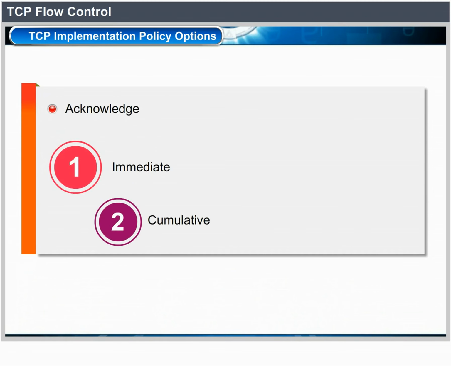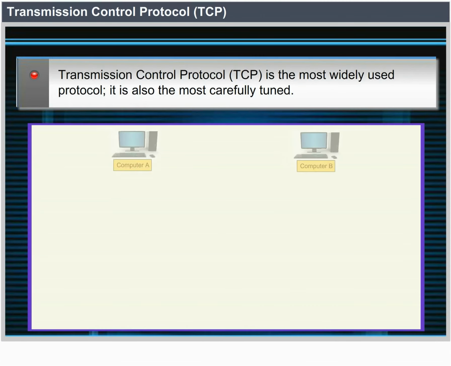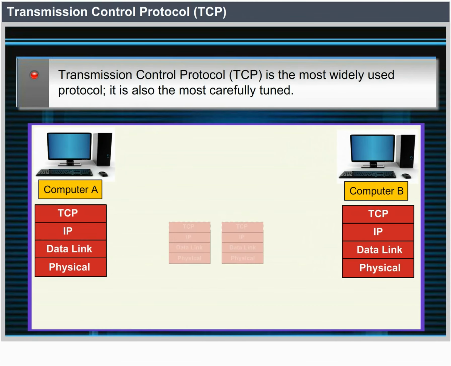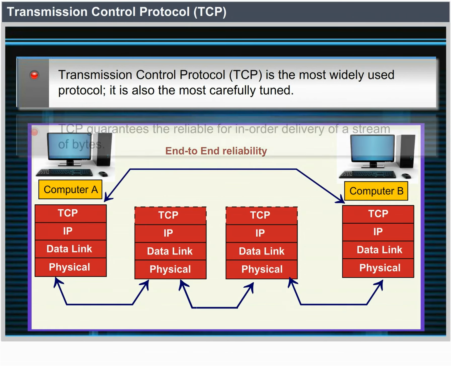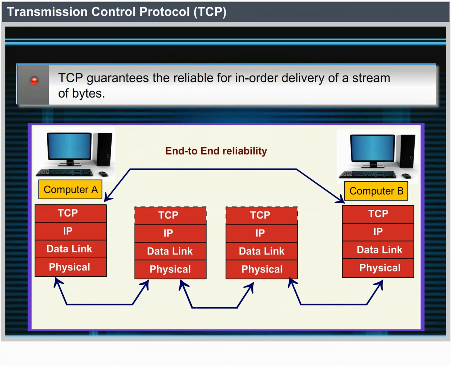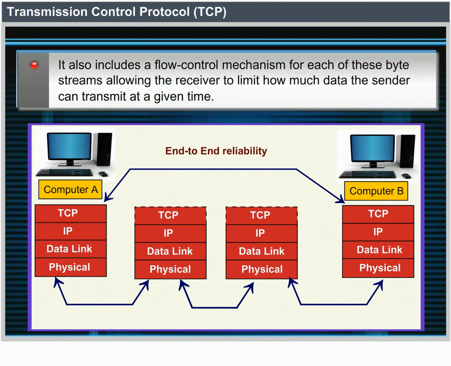Transmission Control Protocol (TCP) is the most widely used protocol. It is also the most carefully tuned. TCP guarantees the reliable, in-order delivery of a stream of bytes. It is a full duplex protocol, meaning that each TCP connection supports a pair of byte streams, one flowing in each direction. It also includes a flow control mechanism for each of these byte streams that allows the receiver to limit how much data the sender can transmit at a given time.